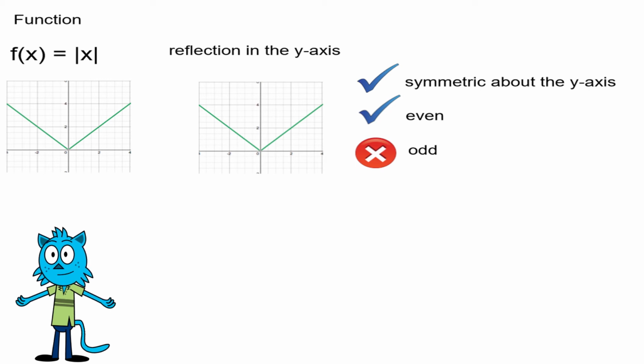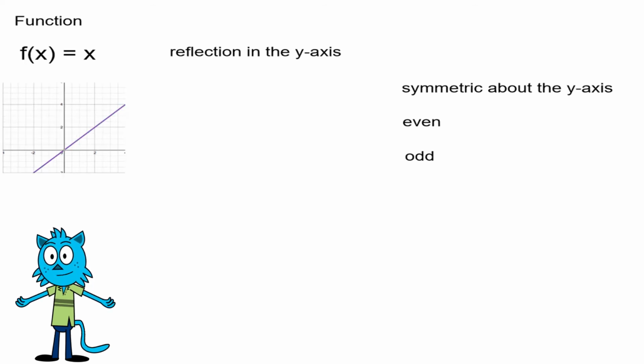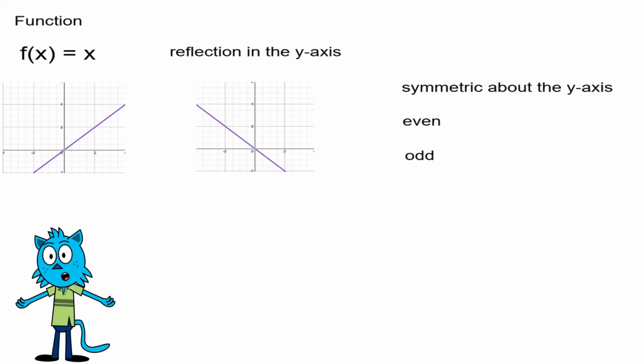So far we've looked at two functions, x squared and the absolute value of x, both of which are symmetric about the y-axis. Both are even and not odd. Here is another function: f of x is equal to x. Let's reflect this one across the y-axis to see if it's symmetric about the y-axis. Upon taking a look, when we reflect it across the y-axis, its slope changes from positive to negative, so it is not symmetric across the y-axis.